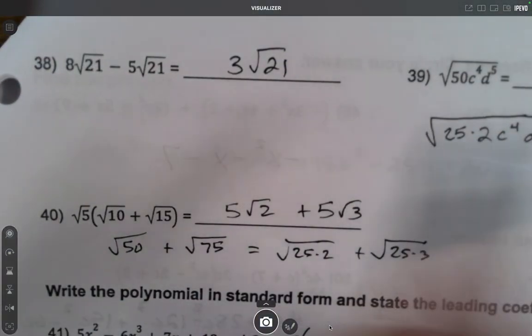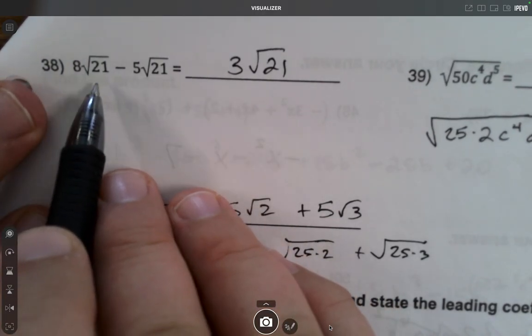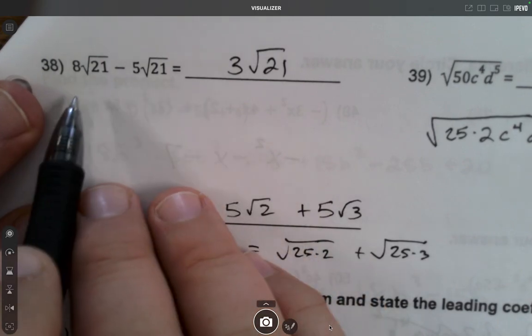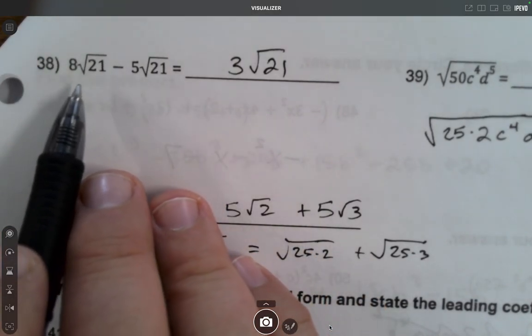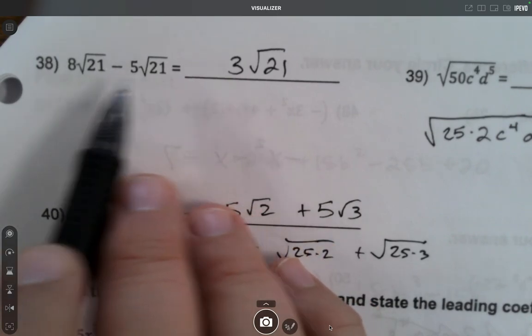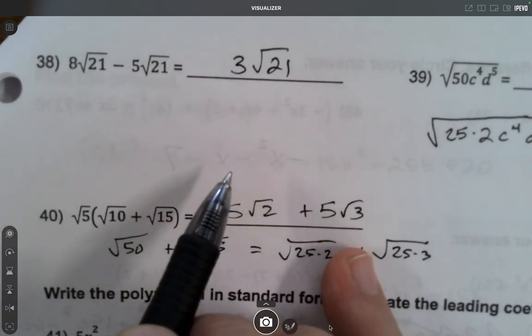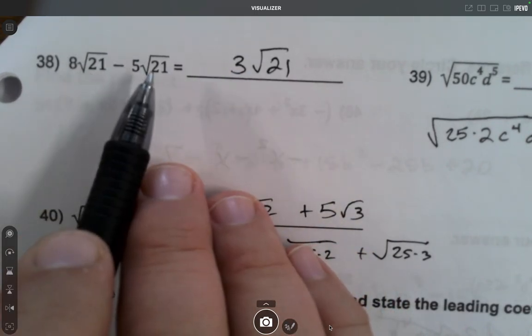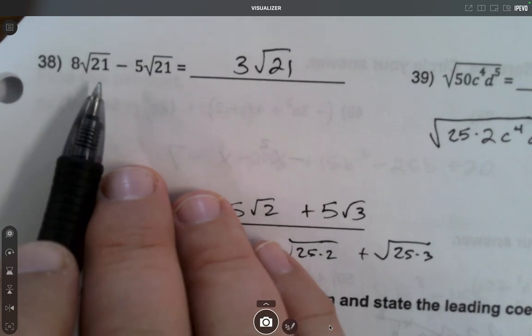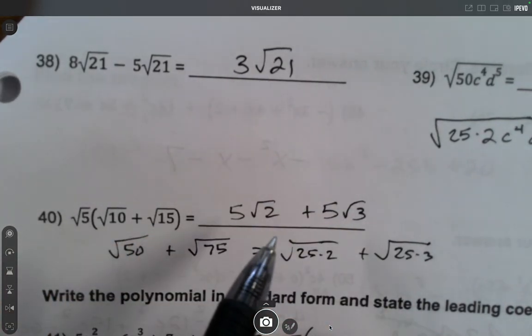Okay, on 38, since these two have identical radicals, and by that I mean it's square root of 21 and square root of 21, you can think of it like this. You have 8 of this thing, and you're subtracting 5 of those things. So if you had 8 things, you subtract 5 of them, you're left with 3 of them. So it's just like it was 8x minus 5x is 3x. 8 of those square roots minus 5 of those square roots would be 3 of those square roots.